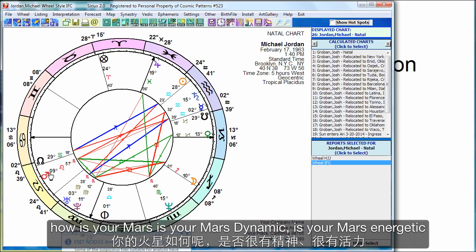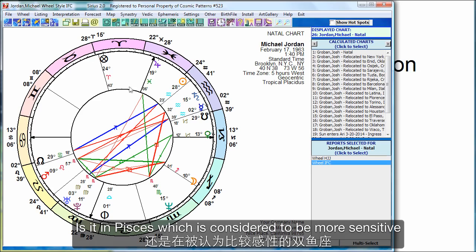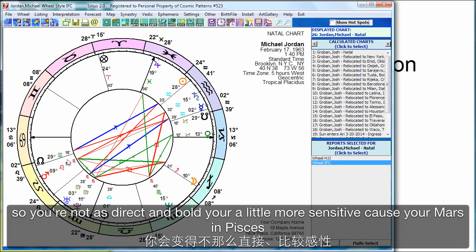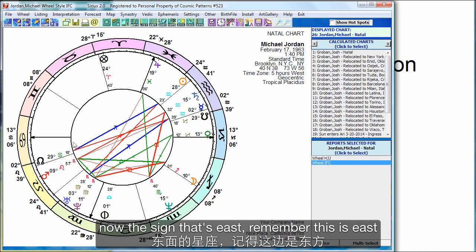How is your Mars? Is your Mars dynamic? Is your Mars energetic in a sign like Aries or Leo, like Michael Jordan, or is it in a place like Pisces, which is considered to be more sensitive? So you're not as direct and bold, you're a little more sensitive because your Mars is in Pisces. That's the idea. You got it? That's how astrologers interpret the chart.